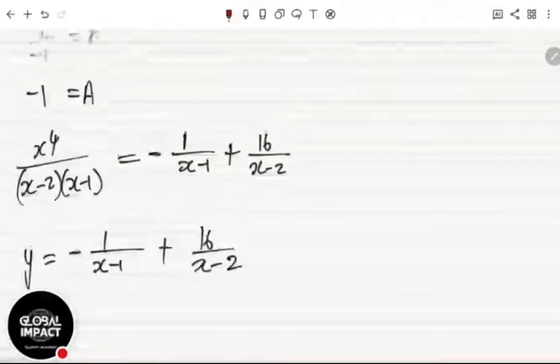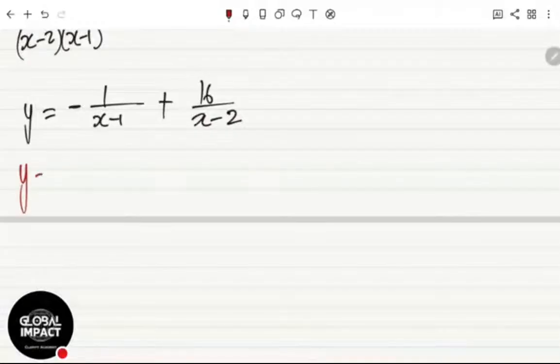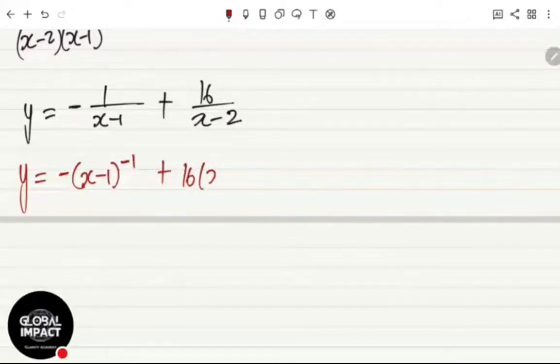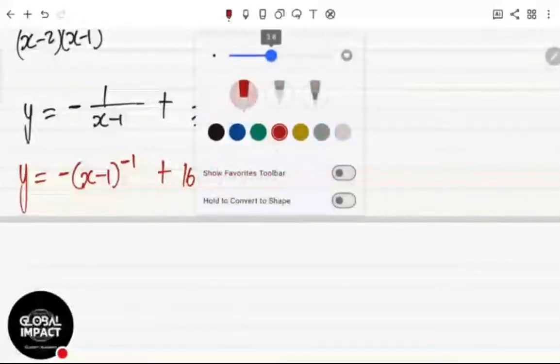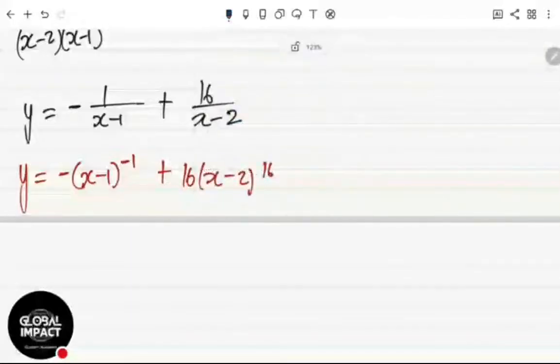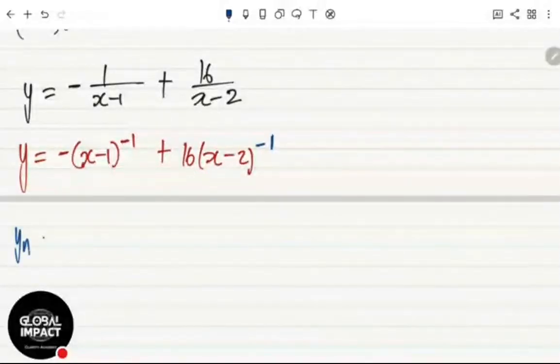Now we go for it. Easy peasy lemon squeezy. Find the nth derivative here, Captain. So you say y is equal to negative of x minus 1 to the power of negative 1 plus 16 times x minus 2 to the power of negative 1. What are we going to do now? We are going to do our nth derivative. Let's find yn. What is it going to be equal to?